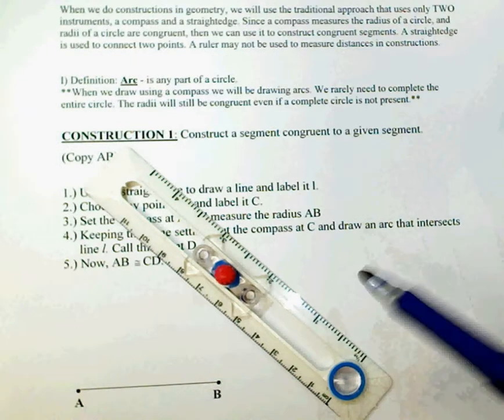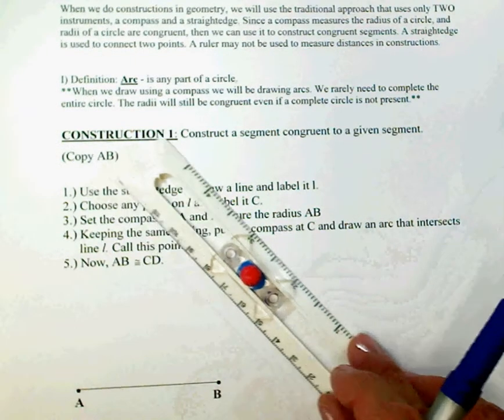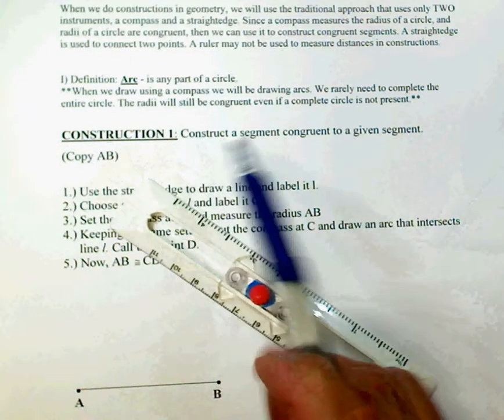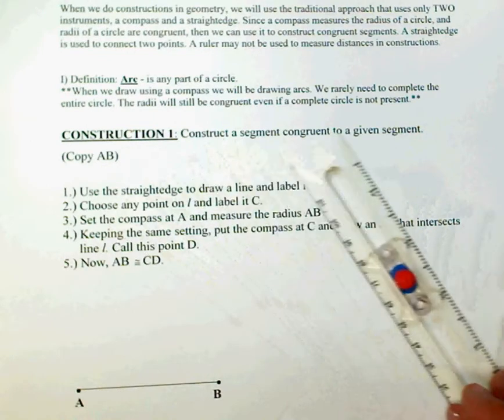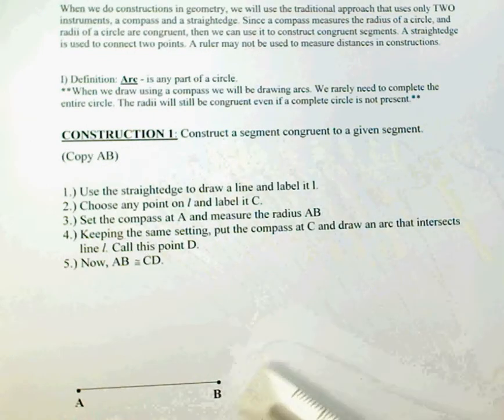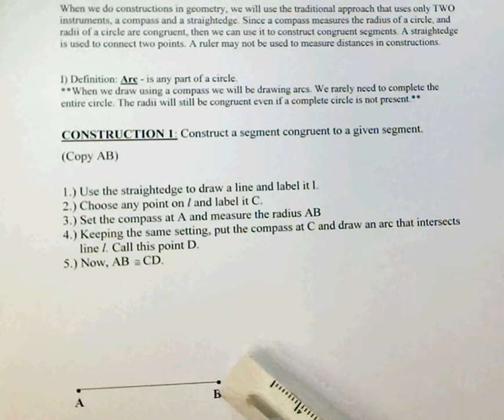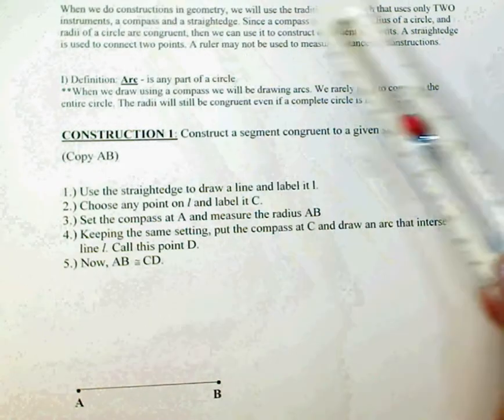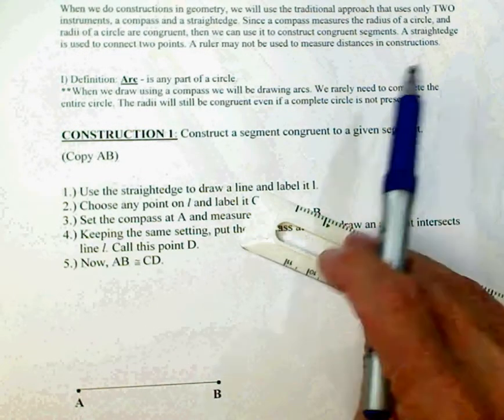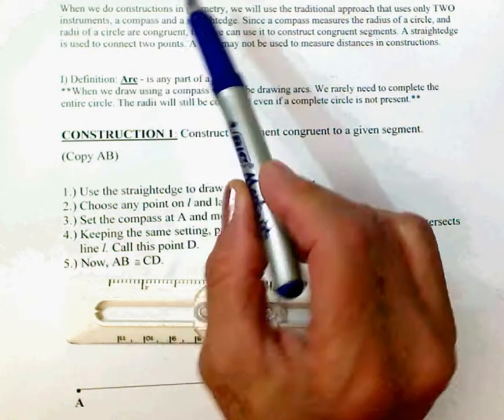So today we're going to do construction number 1. This construction requires us to construct a segment congruent to a given segment. The given segment down here is segment AB. I just like to go over what it says at the top here. Please have something to write with and underline as we go along.